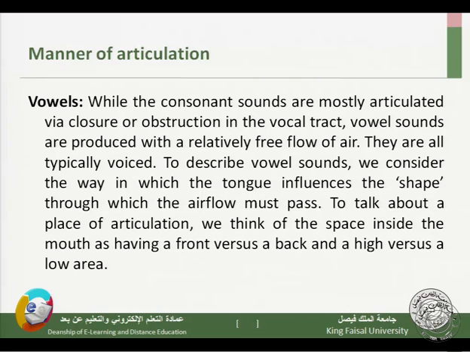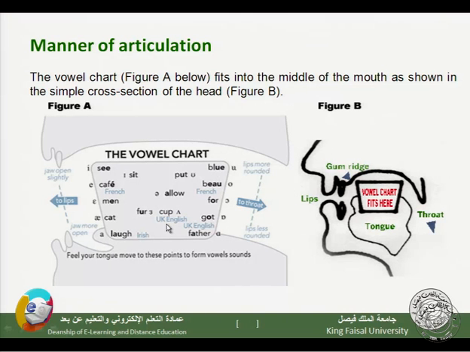That's voiced. To describe vowel sounds, we consider the way in which the tongue influences the shape through which the airflow must pass. So, with the vowels, only the shape of the tongue. To talk about a place of articulation, we think of the space inside the mouth as having a front versus back and high versus low area. So these two pictures show you the manner of articulation of the vowel sounds.